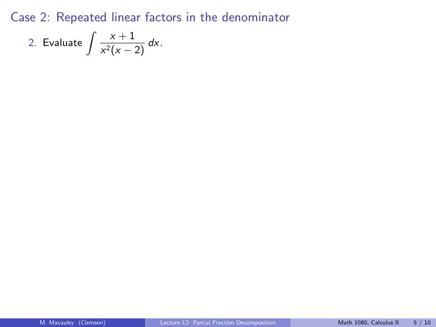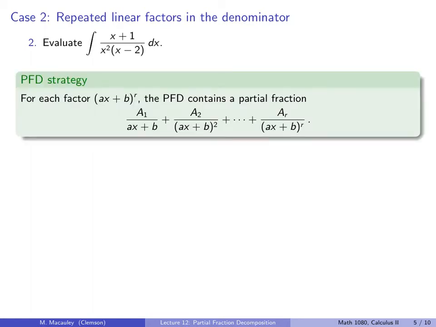Okay, so a slightly harder case is we have repeated linear factors in the denominator. So here we don't just have an x, but we have an x squared. This is like x, a linear factor, x minus 0, and we have two of these. So the same goal, we want to split this up into fractions, but now the fractions are a little more complicated. So the strategy here is for each repeated linear factor, the partial fraction decomposition contains a partial fraction, one for each power.